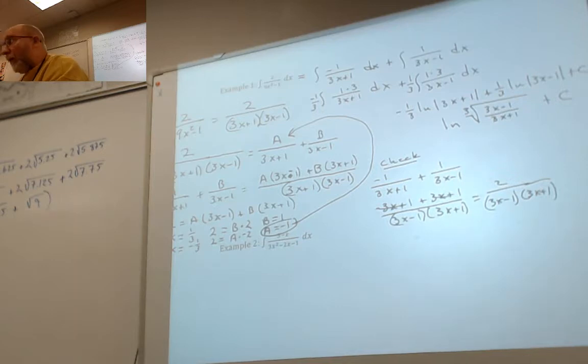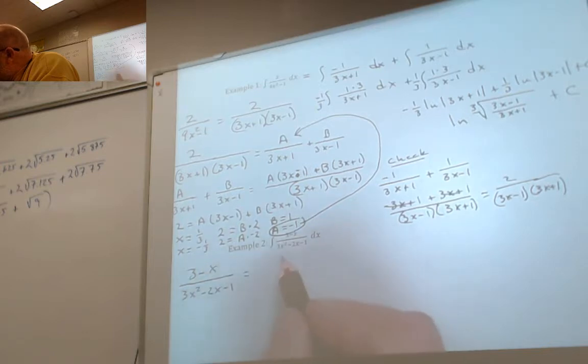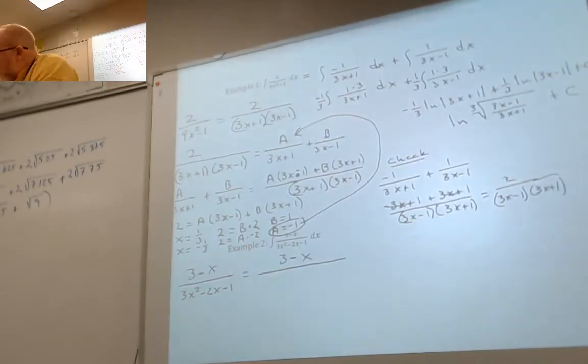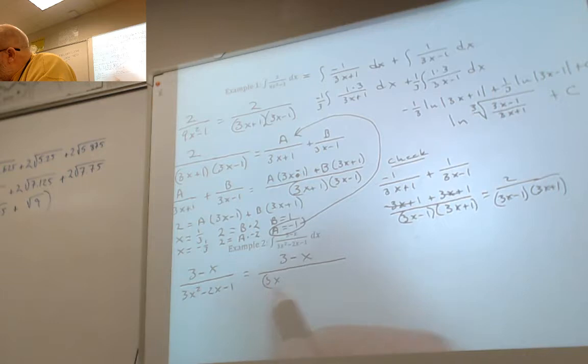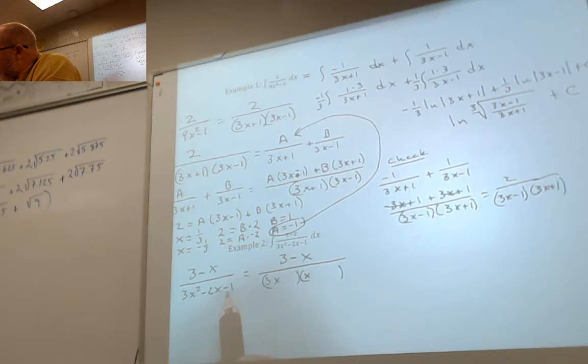All right, are we okay with number 1? All right, so number 2, again, my first step is to take 3 minus x over 3x squared minus 2x minus 1, and I'm going to factor the denominator. If I can't factor the denominator, I am not using partial fractions. The denominator must be factorable. And so I'm going to factor this. The only thing this can be is 3x, and the only thing this can be is x. And I either got to have a positive 1 or a negative 1. Can you see that this is going to be a negative 1 and this is going to be a plus 1?